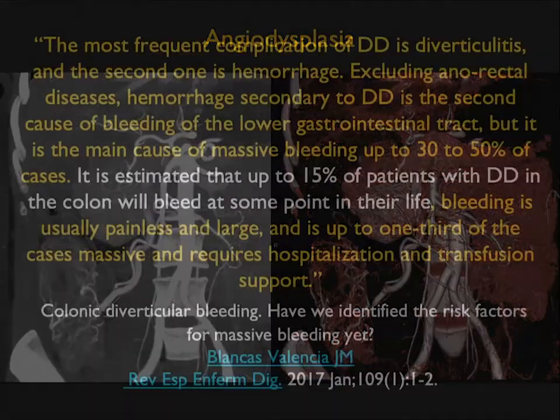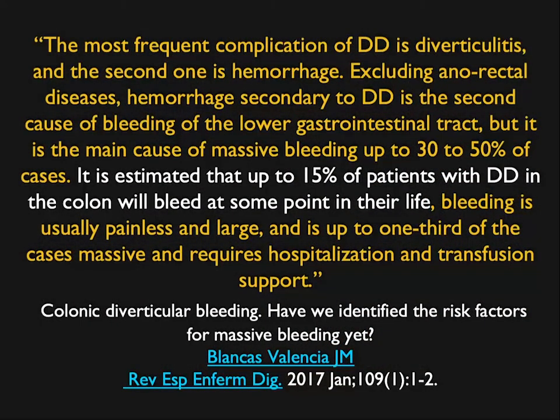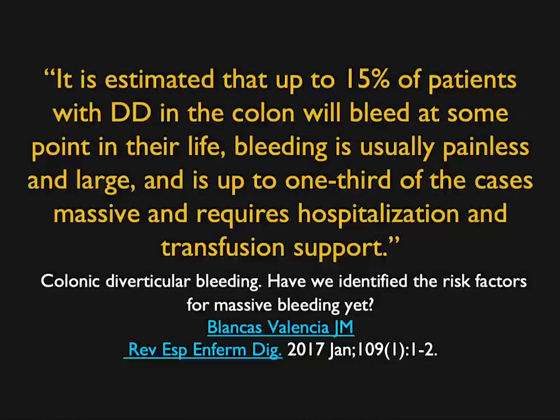What else? The most frequent complication of diverticular disease is diverticulitis, and the second most common is hemorrhage. Diverticular disease is an older population. One of the complications is bleeding, and so we're going to see a lot more of these patients. Hemorrhage secondary to diverticular disease is the second most common cause of bleeding in the lower GI tract, but is the main cause of bleeding in up to 50% of cases.